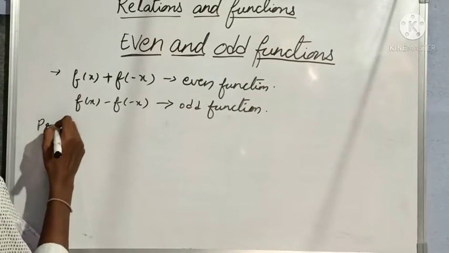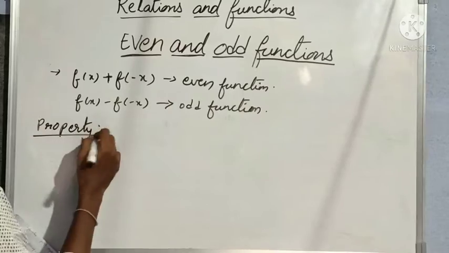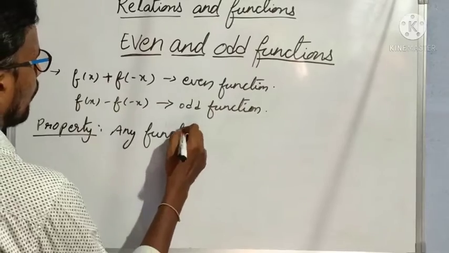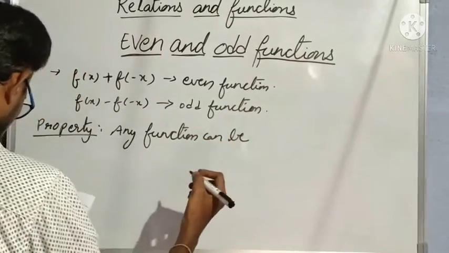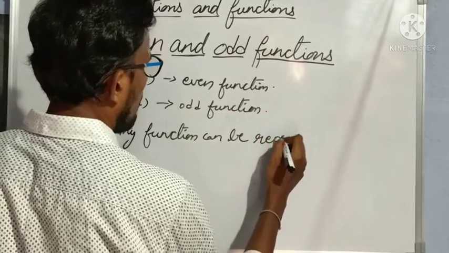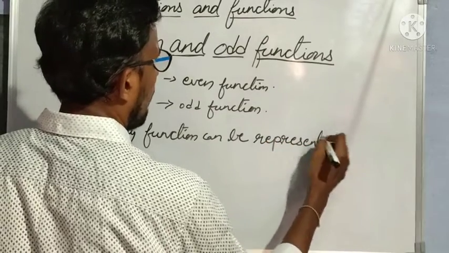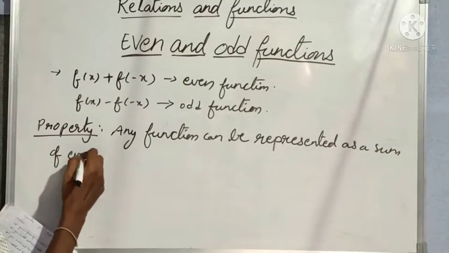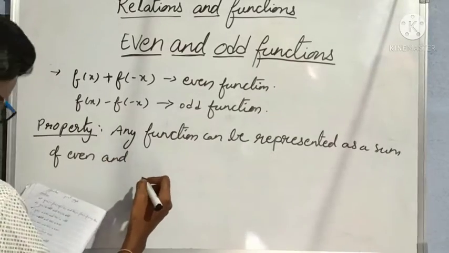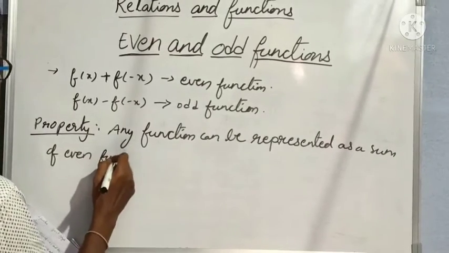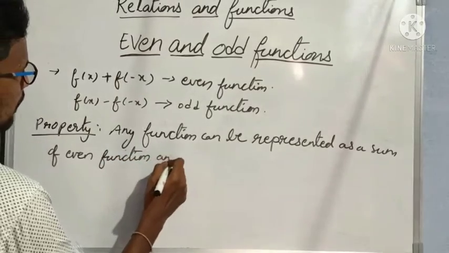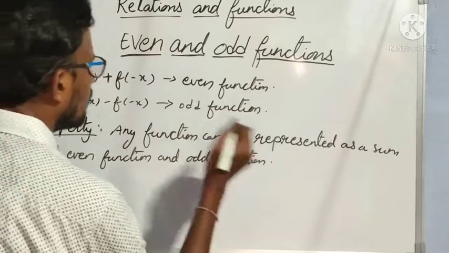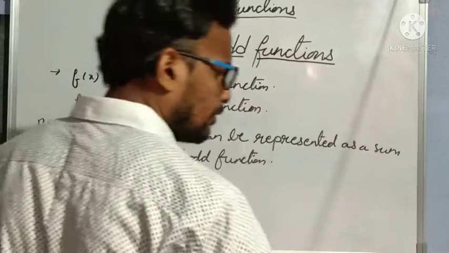So next property, very important. Any function can be represented as a sum of an even function and an odd function. Okay, so what is the meaning of this?